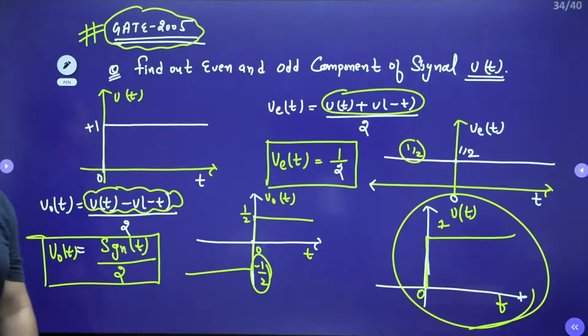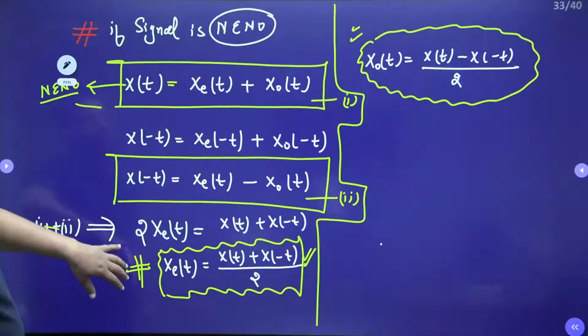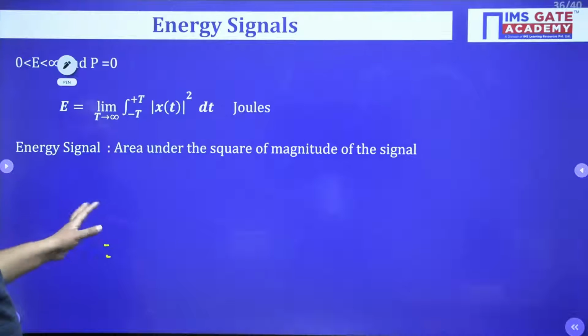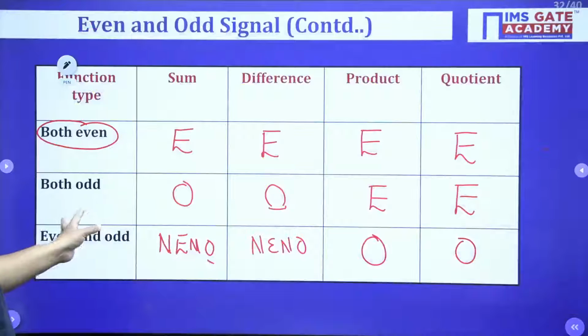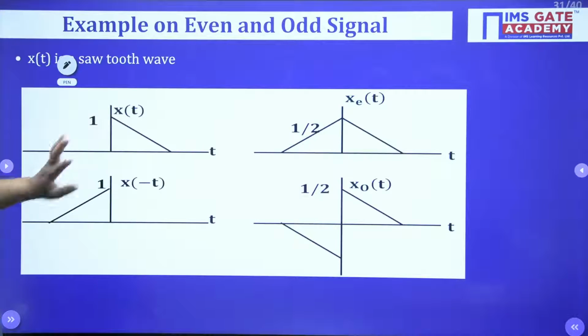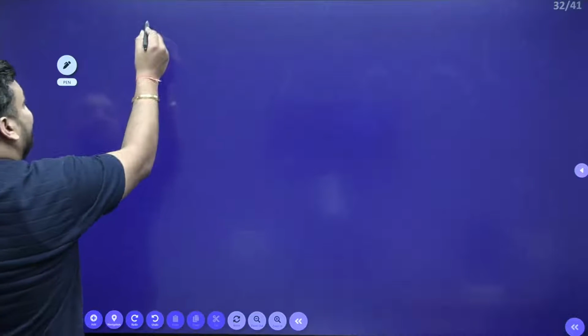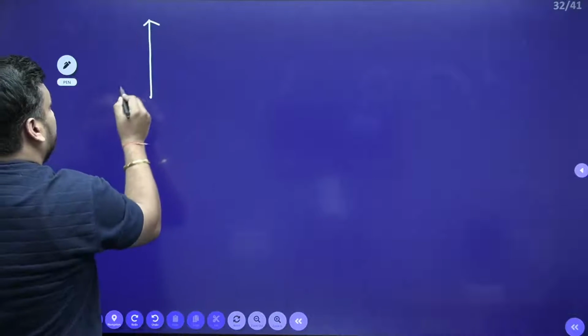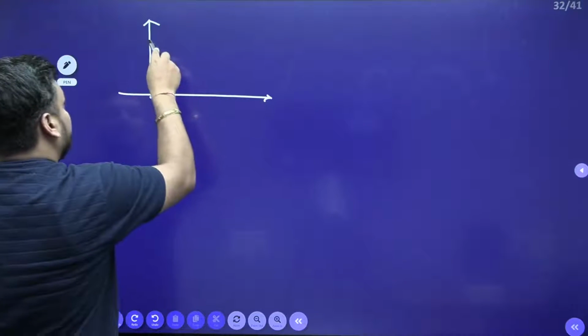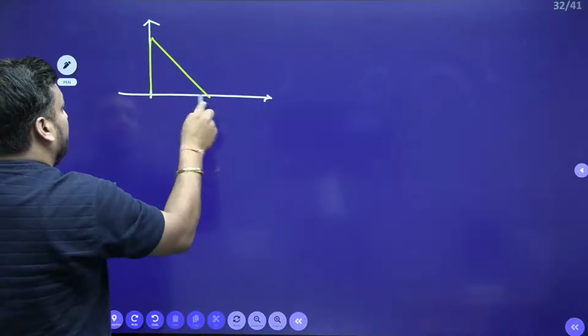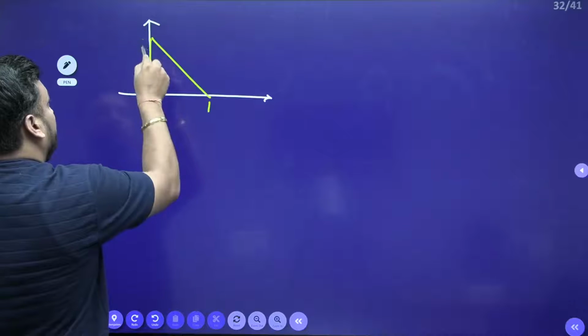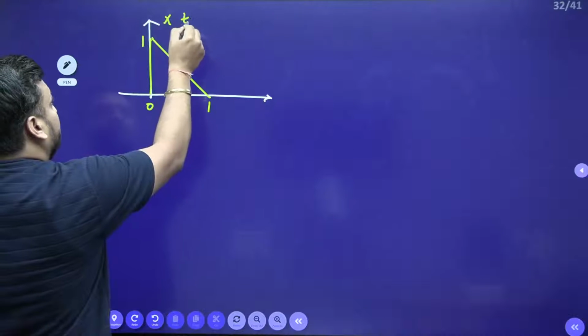Now completed, sir. Let's go. So now I am going for the next. Let me take some example graphically. Okay, graphically I am taking some examples. Let me take this example first of all, x(t). So if it is my x(t) signal, this is my x(t) signal. Okay, this is 0, 1, this is one value, and this is your x of t with respect to t.